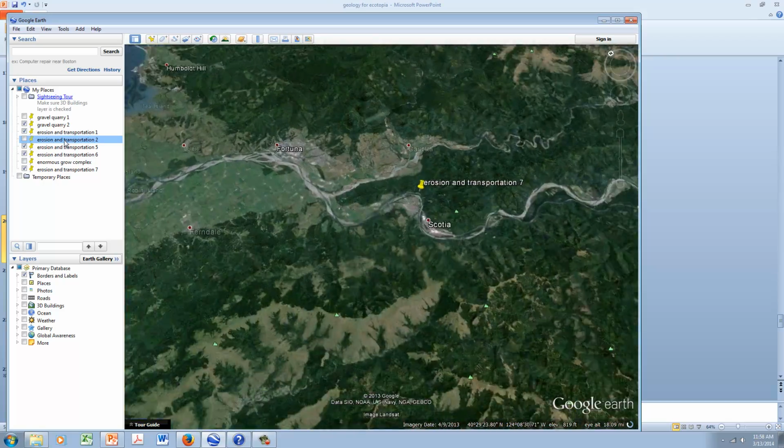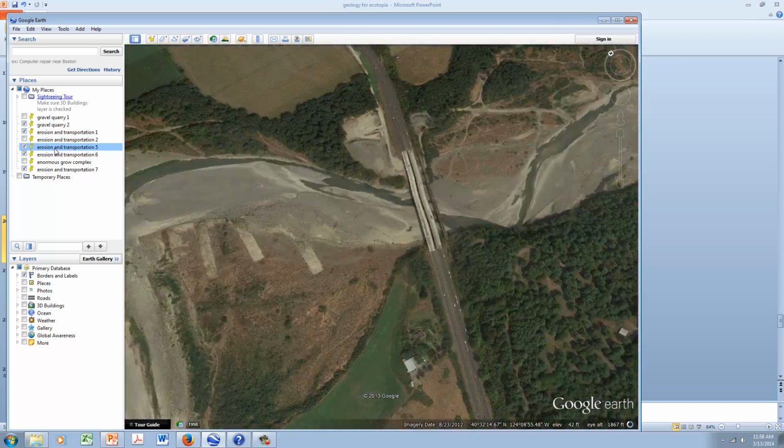Another sample of erosion and transportation. Oh, forget that. Been there already.